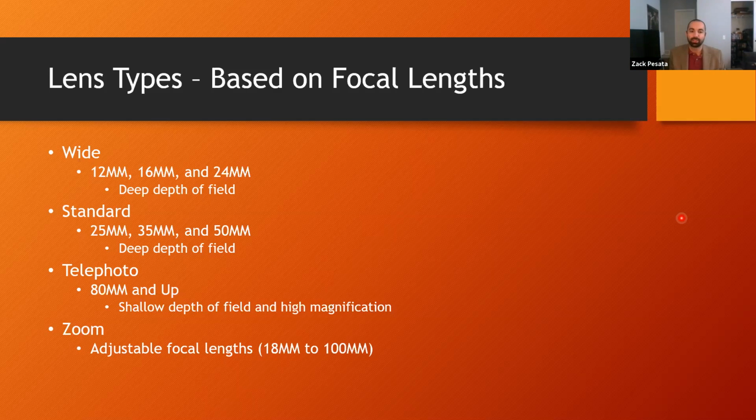And then zoom lenses just have adjustable focal lengths. Instead of swapping out lenses to give you different magnification, you can have a lens that you can literally go from 18 to 24 to 50 to 75 to 100 all in one lens.